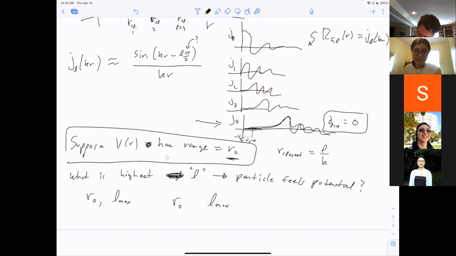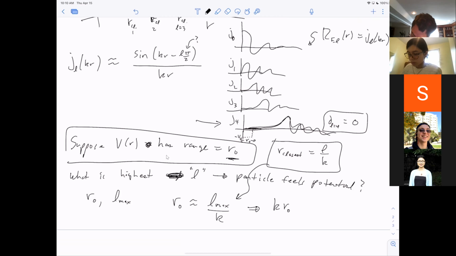That's exactly right. Let's write it out. R naught is approximately equal to L max over K, because the closest approach is L over K. And so the L can only be big enough so that its closest approach reaches the range of the potential. If the L is bigger than that, it won't reach it. So this is the relationship: R naught is equal to L max over K, in which case it's just what you said. K R naught is equal to L max. So the maximum angular momentum is K R naught.